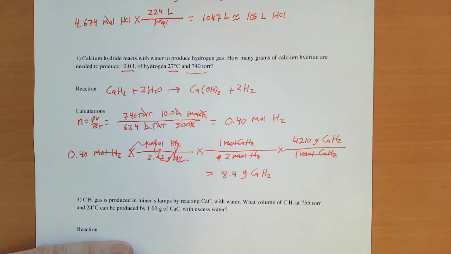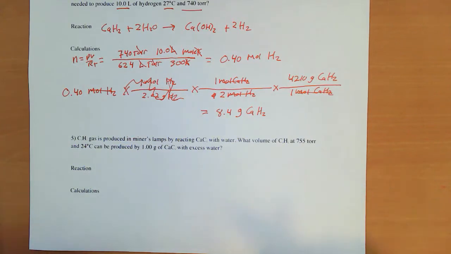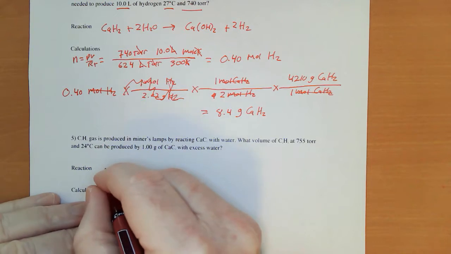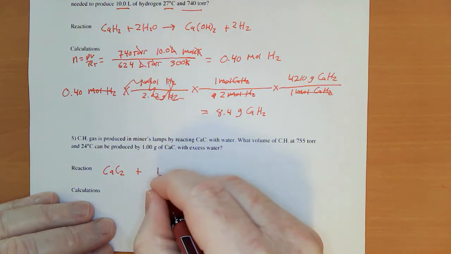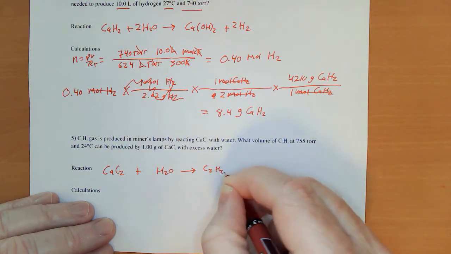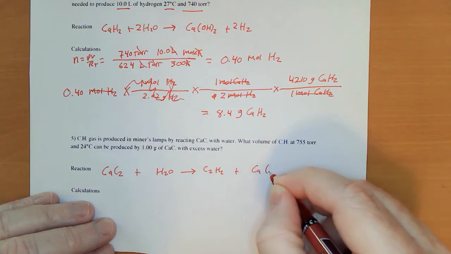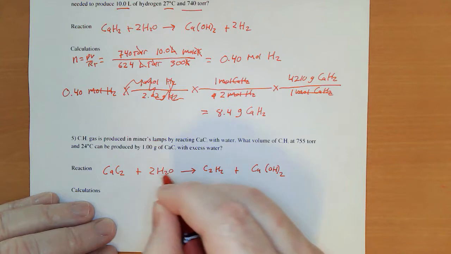Okay? So hopefully we're doing pretty good there. Now, for our next one, C2H2 gas was formed by the reaction of CaC2 plus H2O to give us that C2H2 and Ca(OH)2.